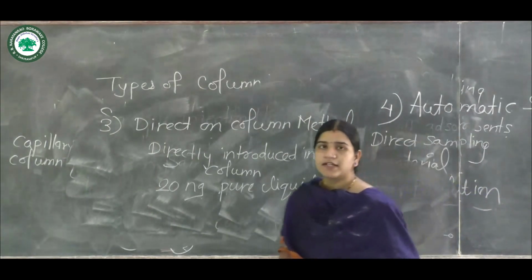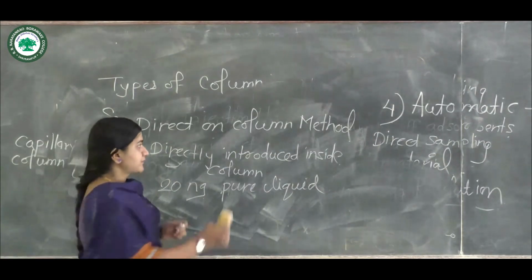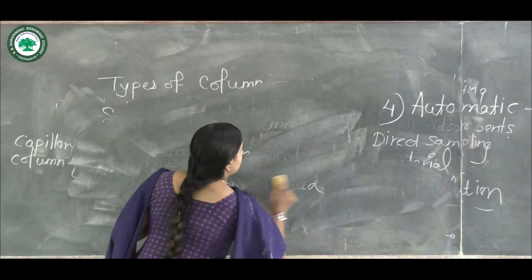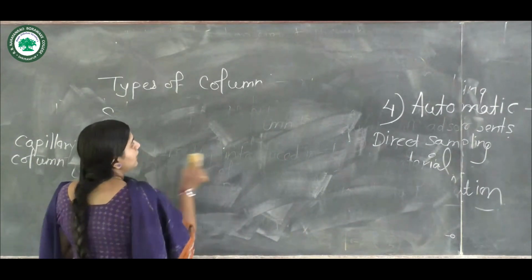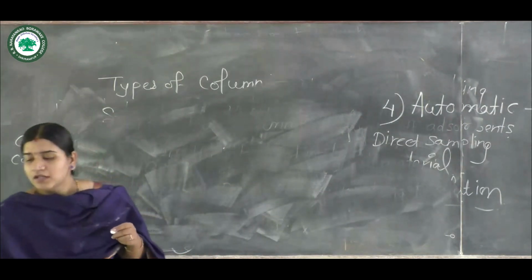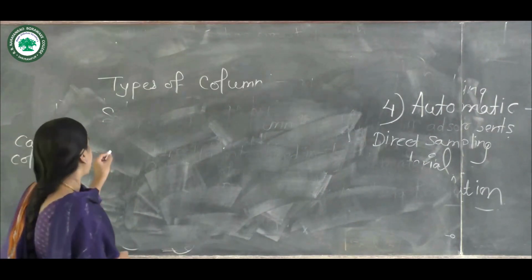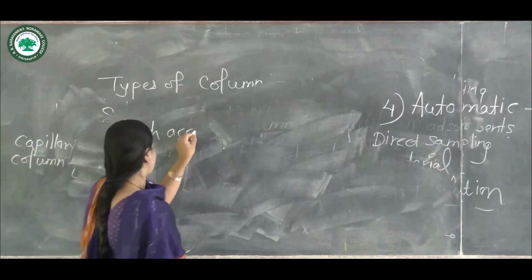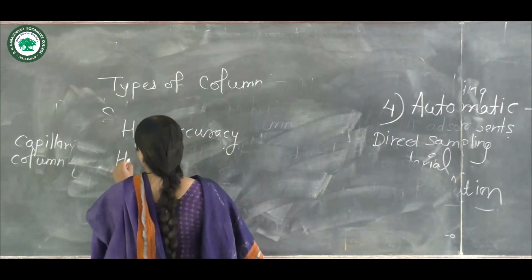Now the next type of method that we are going to study is automatic sampling. As the name indicates, in the automatic sampling method, manual efforts are not needed. The sample is introduced inside the column in an automatic manner, and this method has high accuracy as well as high precision.